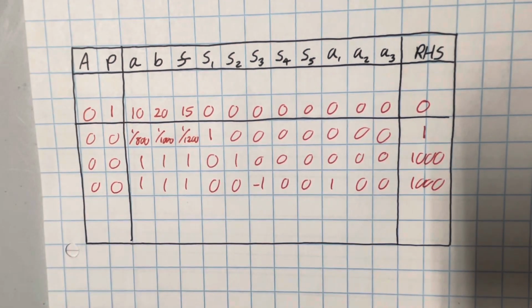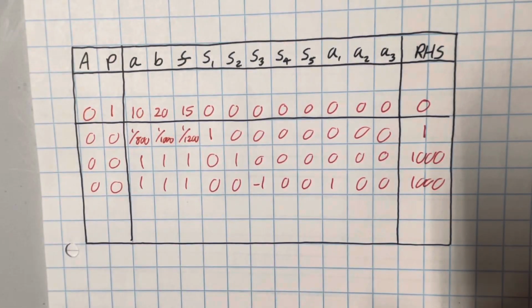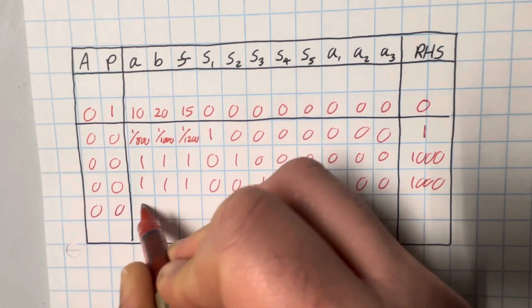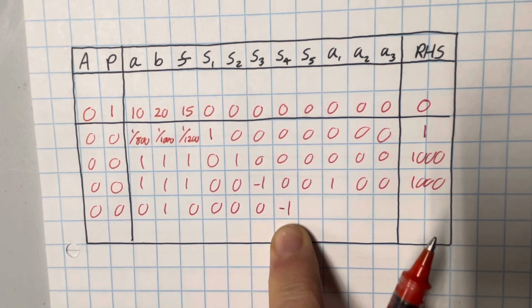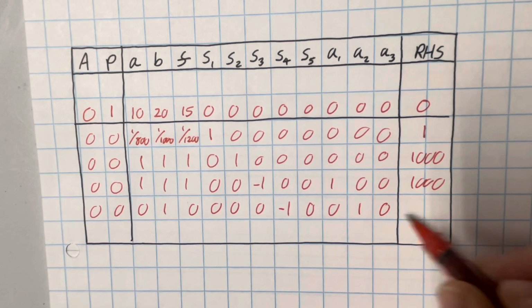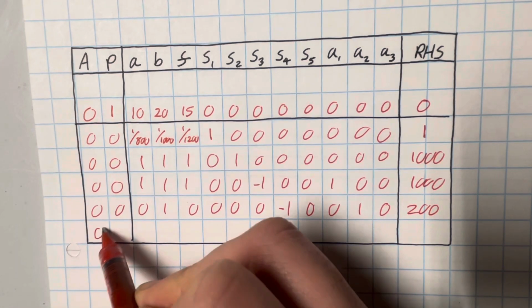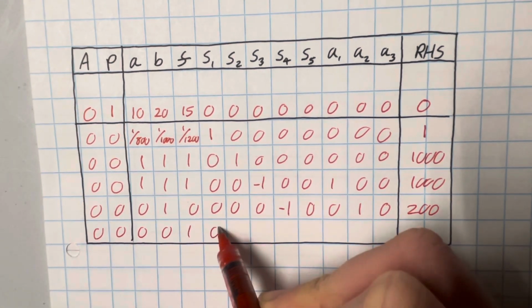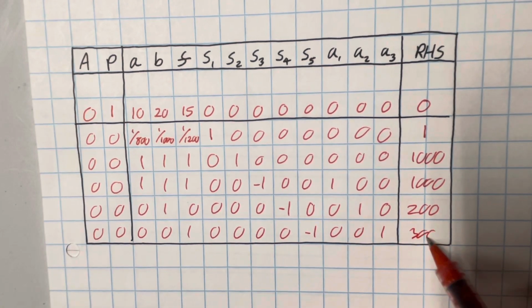Okay, then we've got our 2 constraints from the bottom. So we need at least 200 packets of baked and 300 packets of oil fried. So baked, 1 baked, a surplus, which is S4, another artificial, which is A2, and that was 200, needs at least 200 packets of baked crisps. And then this one at the bottom here, need at least 300 packets of oil fried crisps. It looks like that.